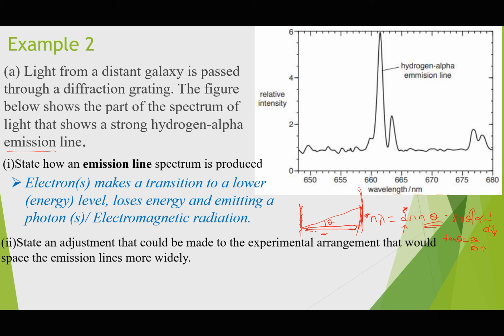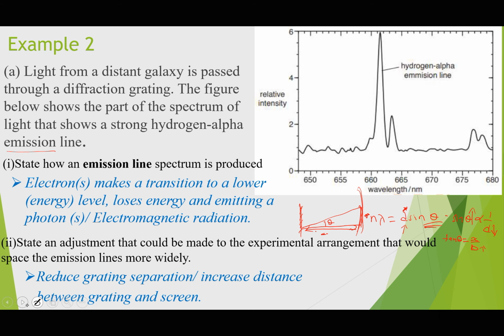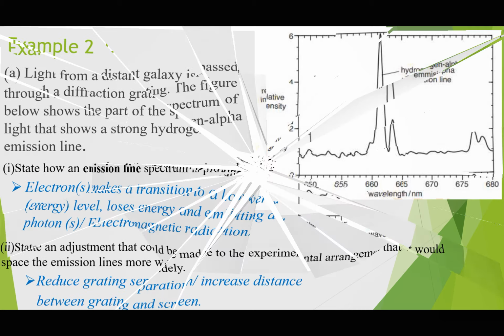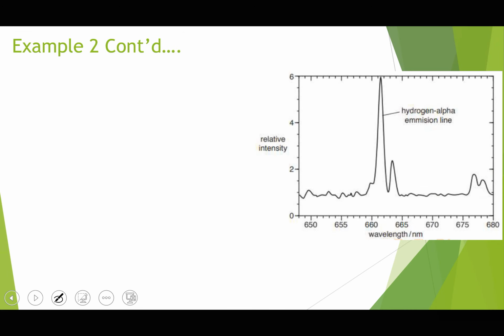then theta is going to increase. Therefore, there are two ways of doing this. You reduce the separation of the grating, which is small letter d, or you increase the distance between the grating and the screen. Because to analyze the spectral lines, light must be passed through a diffraction grating, which you mentioned in AS physics. Okay, example number 2 is still continuing.